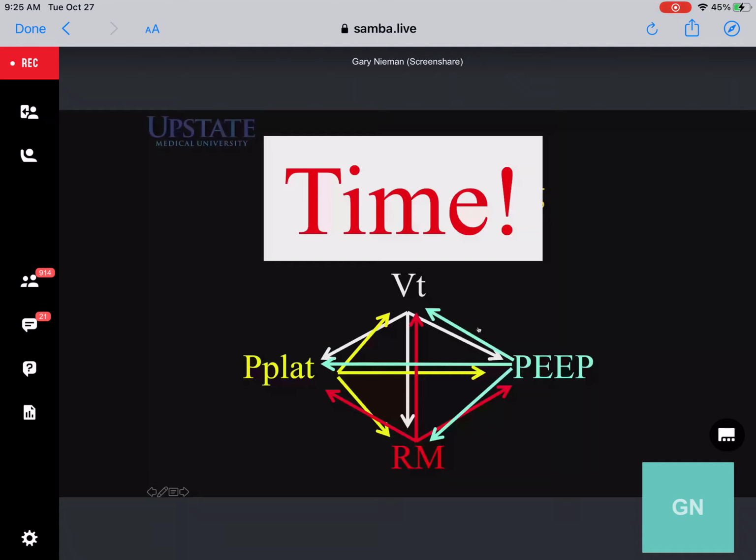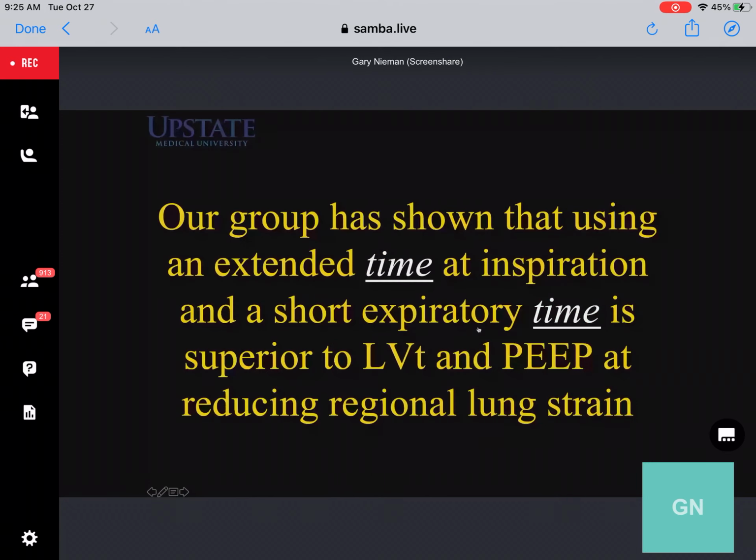In other words, we expect to see a gradual improvement over the time that the patient is on the ventilator. So again, our group and many others have shown that extending time at inspiration and a short time at expiration would be superior to low tidal volume and PEEP at reducing this regional lung strain, these stress multipliers, and recruitment, de-recruitment.